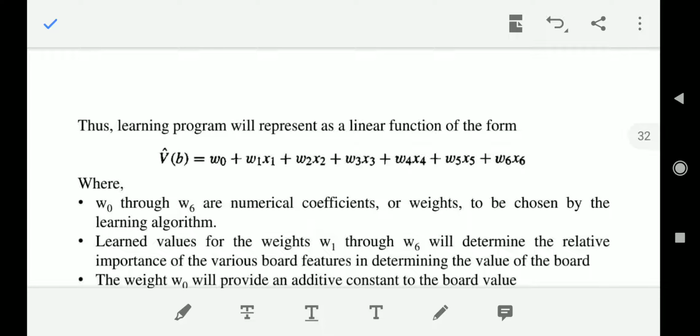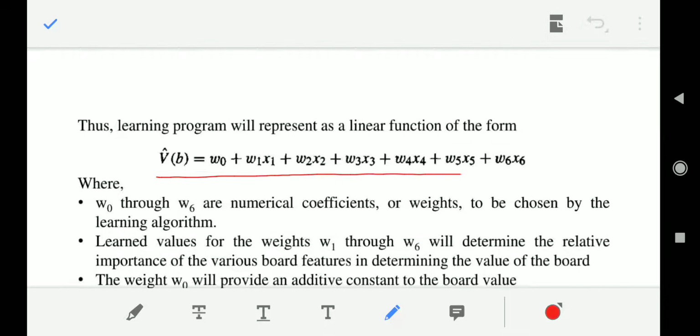Next, linear combination means we are adding all those things in this equation. This is the representation. V cap of B is the function being learned. We are representing x1, x2, x3, x4, x5, x6. You already know. We are assigning the weights here.